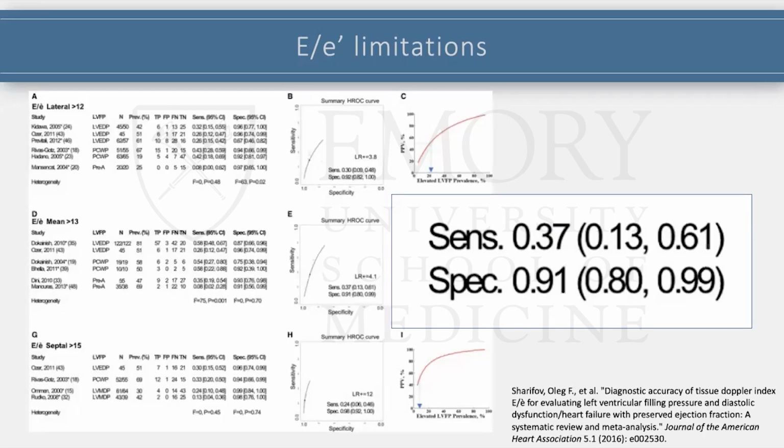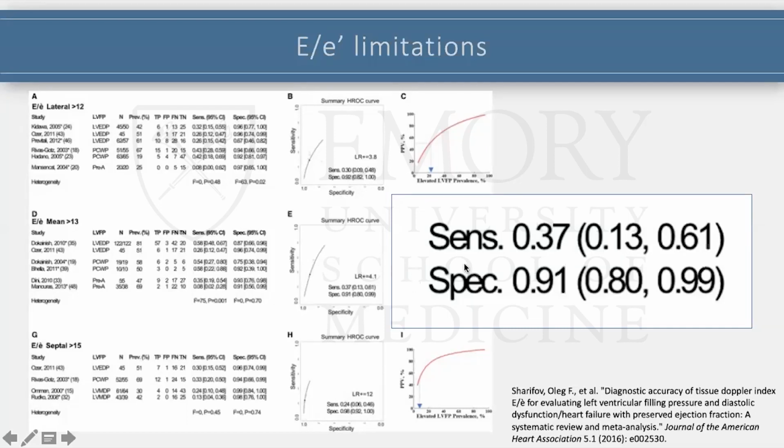And there was actually a great meta-analysis on this. This is 2016, a really interesting meta-analysis where they got, I think, 16 different studies. They looked at the various E to E prime ratios, the mean, the septal, and the lateral velocities. And they looked at whether an elevated E to E prime correlates with various invasive measures of filling pressure. So LVEDP, wedge pressure, pre-A, similar to LVEDP.